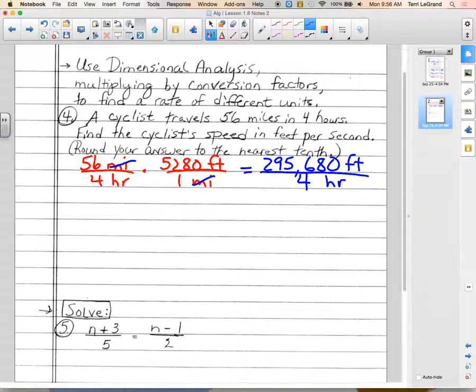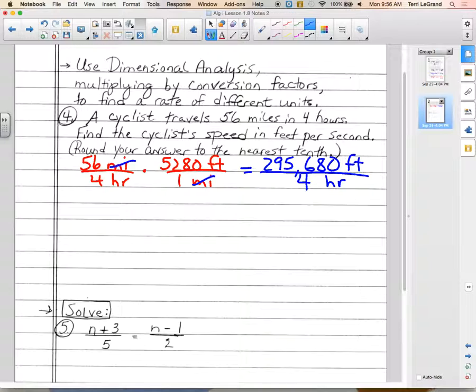Okay, so if we stopped right now and divided this out and said, okay, 295,680 divided by 4, we could change it into a unit rate, what would it be? Don't give me the answer, but what would its label be? What would we have? Feet per hour. Is that what they want? No, they don't want feet per hour, do they?